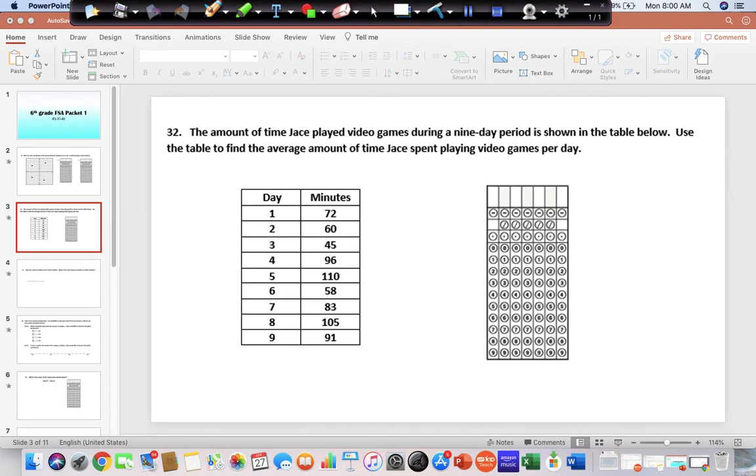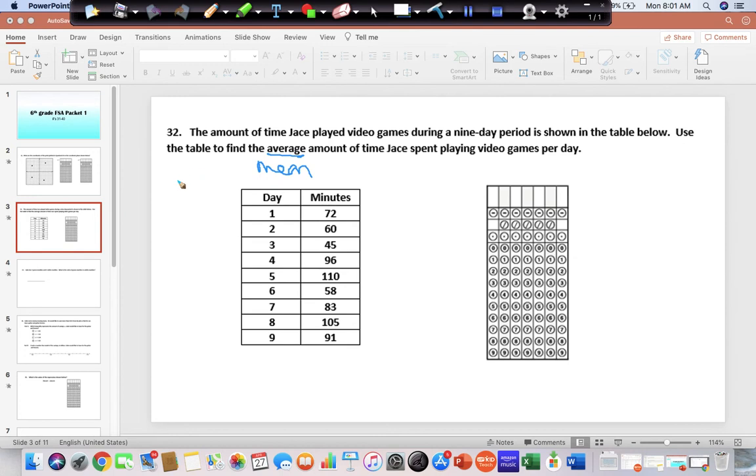Okay, so 32 says the amount of time Jace played video games during a 9-day period is shown in the table below. Use the table to find the average amount of time Jace spent playing video games per day. Okay, so what we want to do here is we're finding the average. That's another word for the mean. To find the mean, you want to add all of these numbers together and then divide by how many numbers you have. So we are adding all of these numbers together.